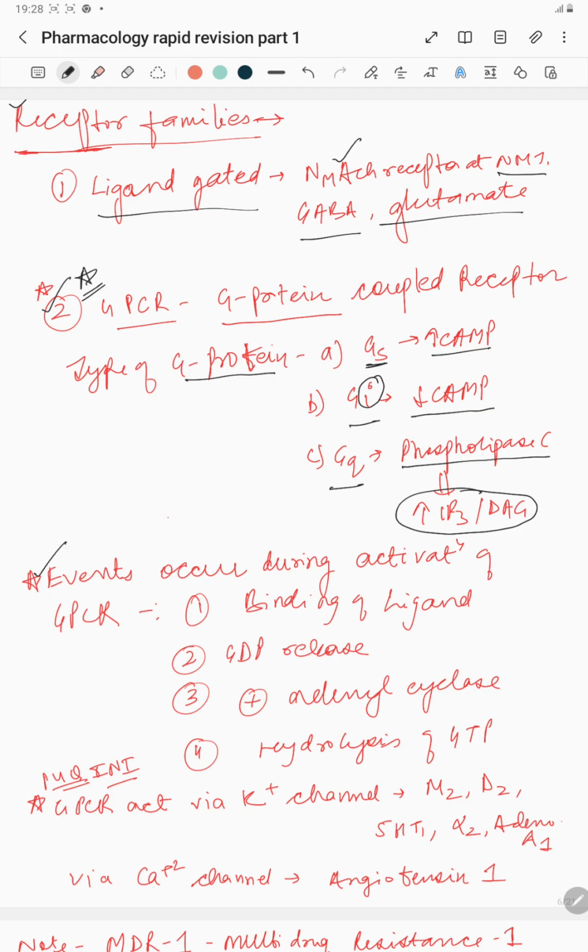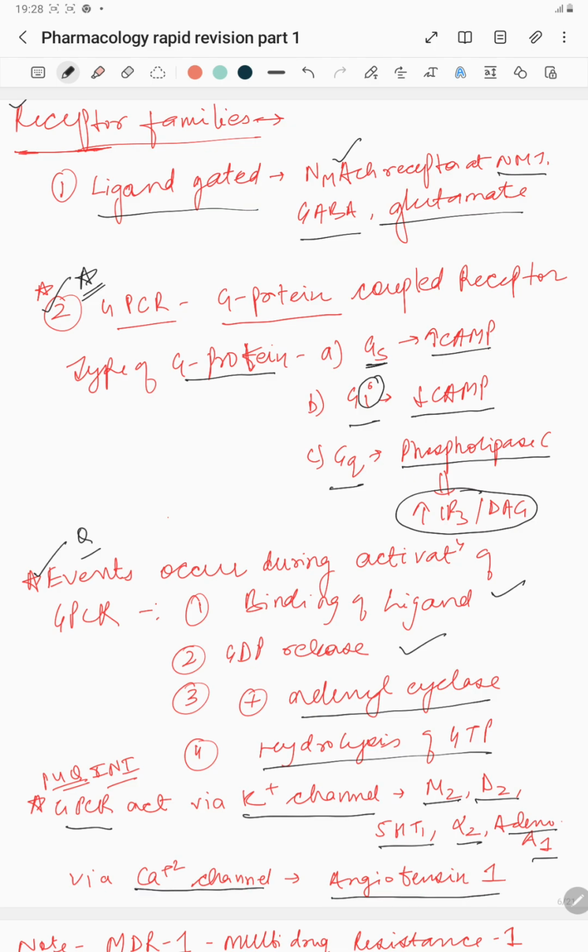Events that occur during activation of G protein coupled receptor. First, there is binding of the ligand, then there is release of GDP, stimulation of adenyl cyclase, and then hydrolysis of GTP. G protein coupled receptors which are acting via the potassium channels are muscarinic receptors M2, dopamine receptors, serotonin 5-HT1 receptor, alpha 2, and adenosine A1 receptors. Which are acting via calcium channels is angiotensin 1. Rest all is acting via potassium channels.